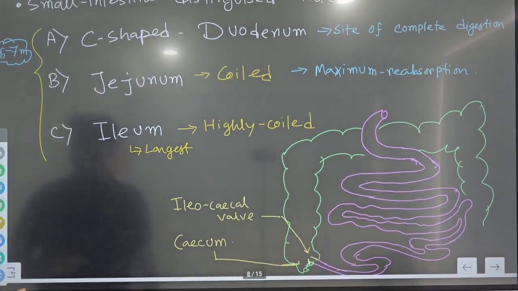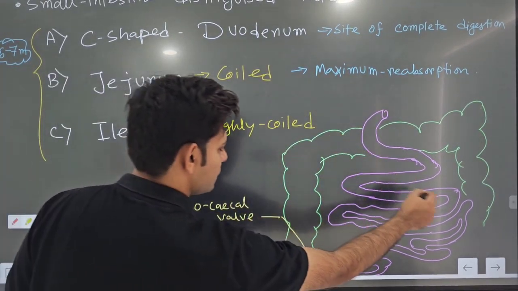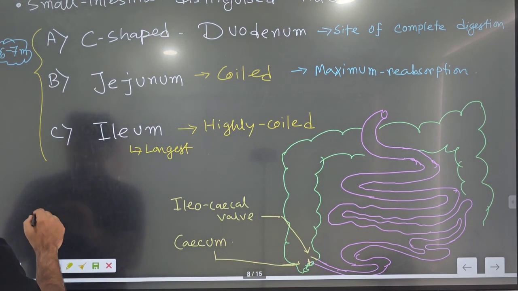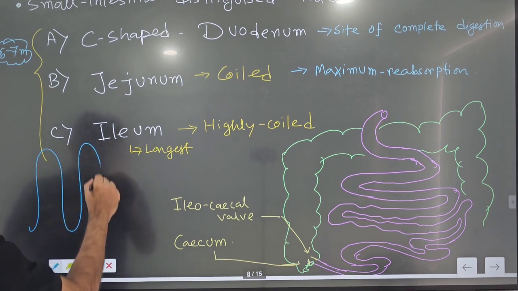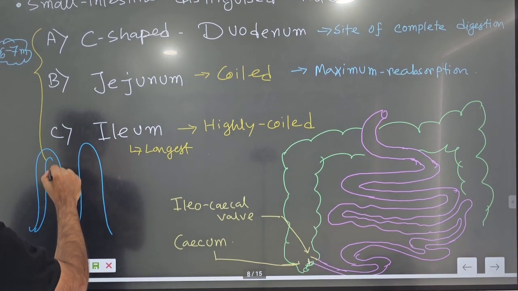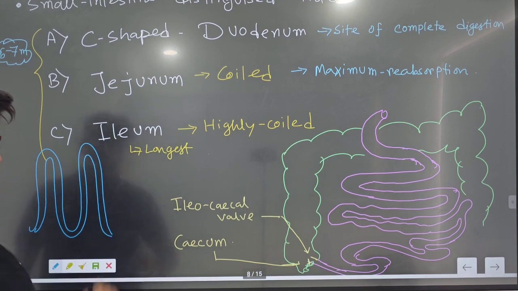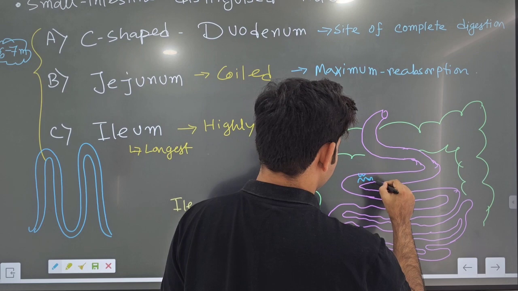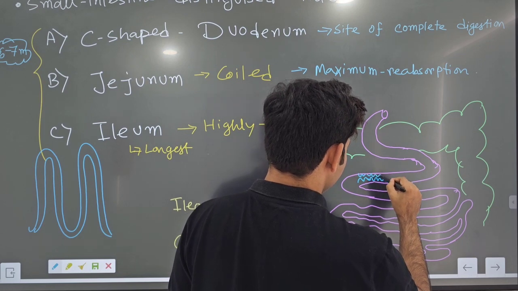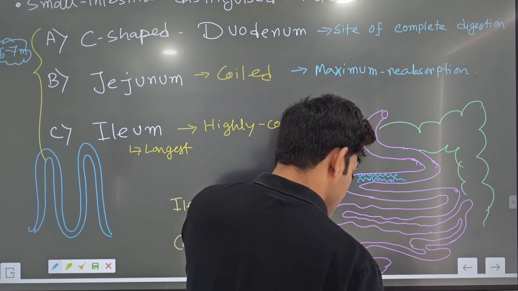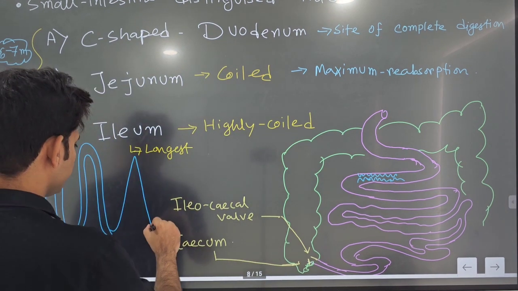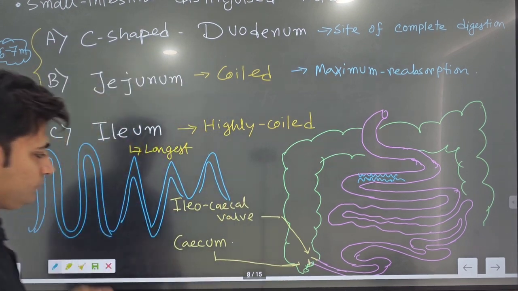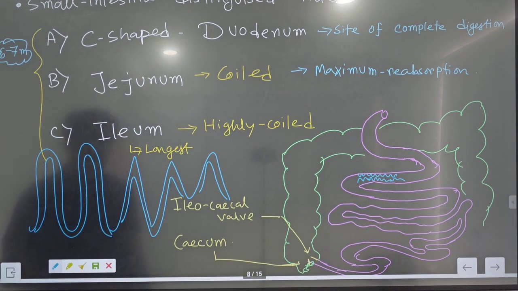If you see the inner lining of this duodenum, jejunum and ileum, some absorption units will be there, and we'll call them villi. Okay, absorption finger-like projections in the inner lining of this structure. U-shaped villi will be present in the jejunum, and some V-shaped villi will be present in the ileum region.